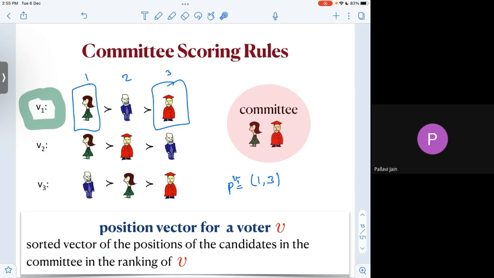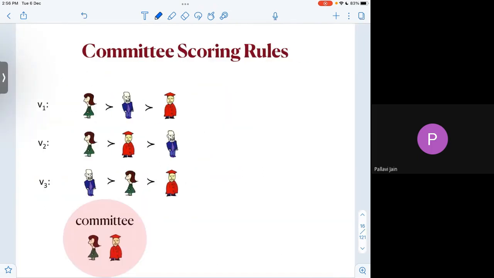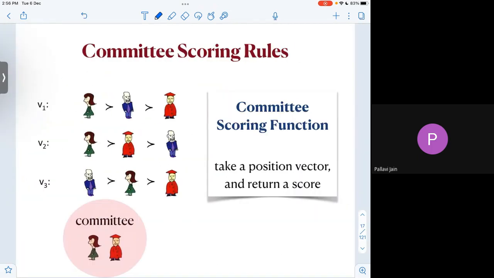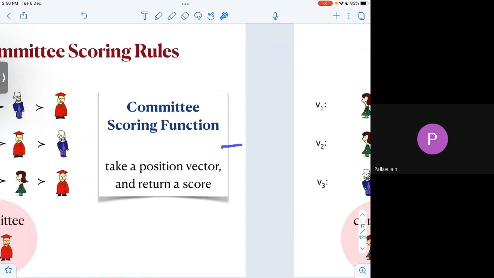Similarly, we can define the position vector for every voter. So this is the position vector of V1. Position vector of V2 is what? Tell me. 1, 2. Position vector of V3? 2, 3. So I hope now everybody is clear what the position vector is. Now given this position vector, we will define the committee scoring function.